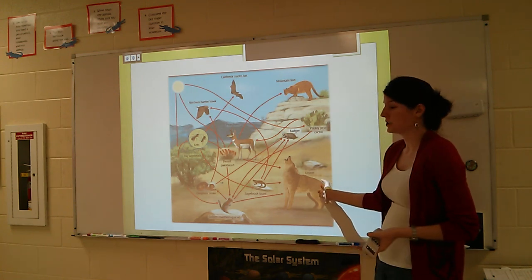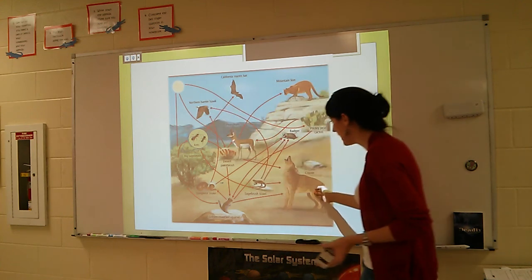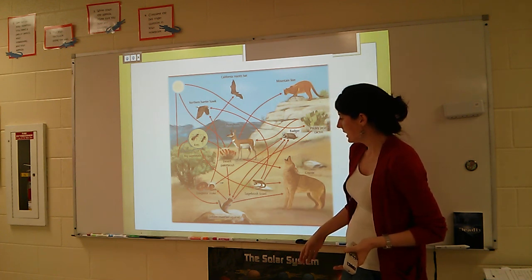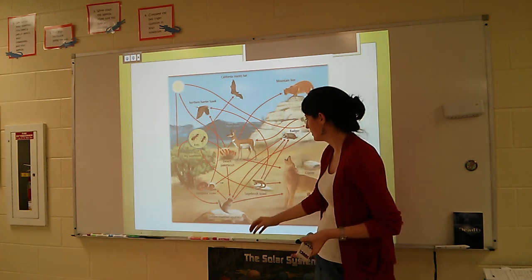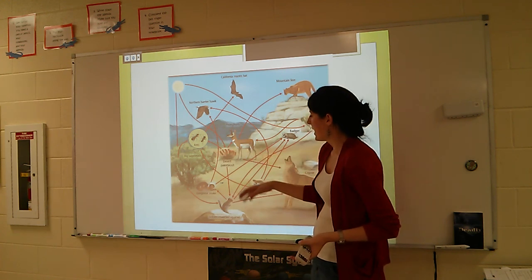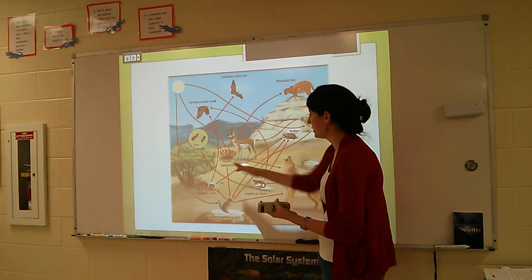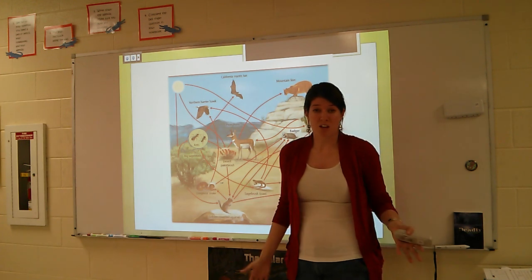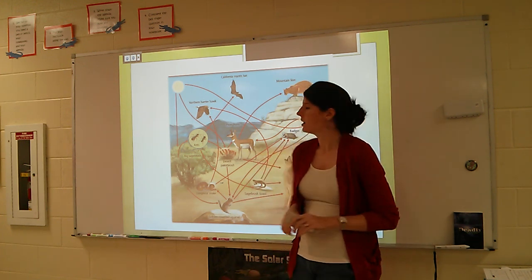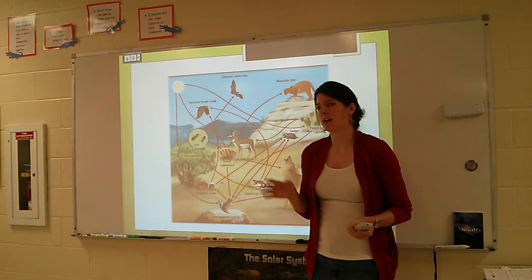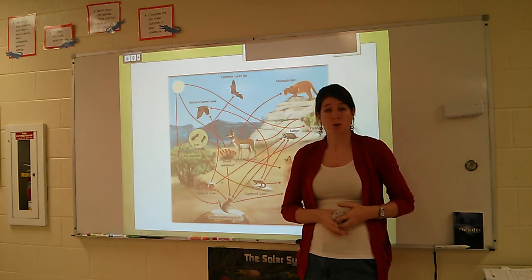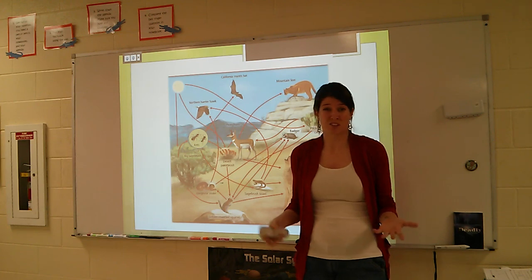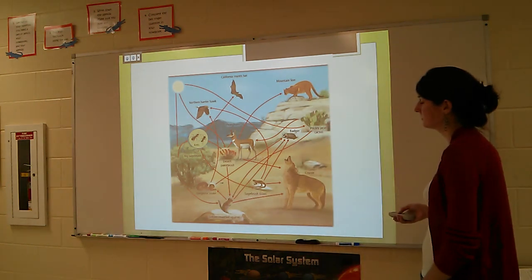Now, the coyote doesn't get its energy directly from the sun, but it gets its energy from pronghorn, lizards, and squirrels, which get their energy from bushes and insects, and the insects get their energy from bushes, and the plants get their energy from the sun. So, everything on Earth, pretty much, there's a few exceptions, gets its energy from the sun. There's a few funky bacteria that get their energy elsewhere, but for the most part, you can assume that all the things that we're going to study in detail get their energy from the sun. So the sun is incredibly important.